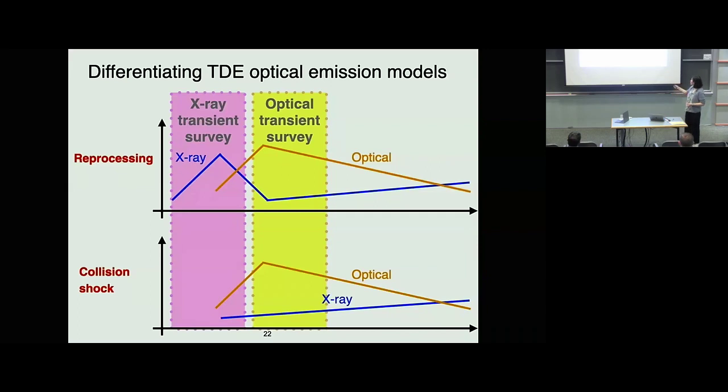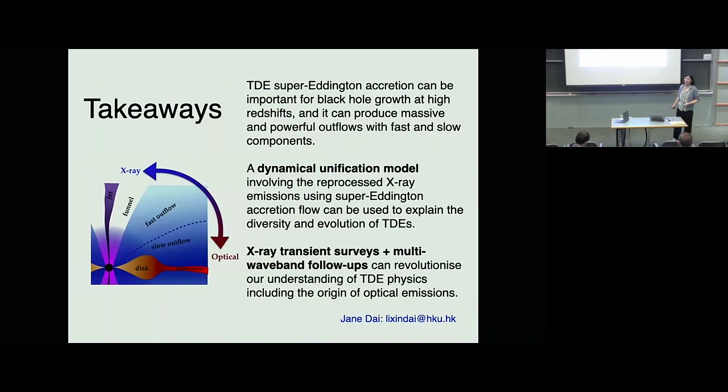But if we have X-ray transient surveys, we can potentially catch this X-ray peak in the earlier epoch. And if we see something like that, I think we can qualitatively say it's more likely to be a reprocessing picture than a collision shock picture. I think I'm at the right time, so let me stop with this conclusion. Thanks.